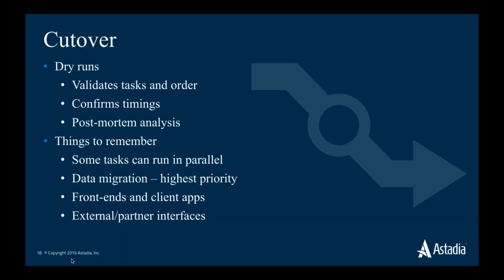Don't forget to change the front ends in your client apps. That can be something that falls through the cracks. You get fired up, you get your new environment set up, and people log in, and lo and behold, they don't get a response from the host, and it's because their client applications are still pointing to a machine that is no longer servicing them. So don't forget about those. And then, of course, don't forget your external partner interfaces. You'll want to do some dry runs for them as well to make sure that you have the timings for that, and you know what kind of issues to expect.